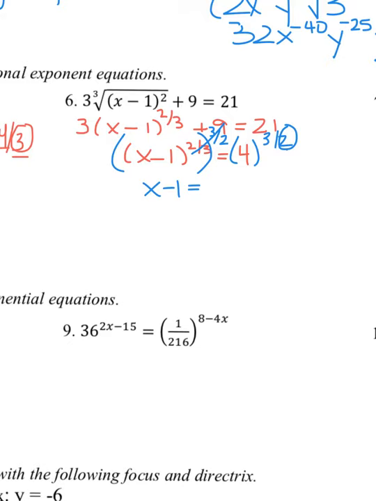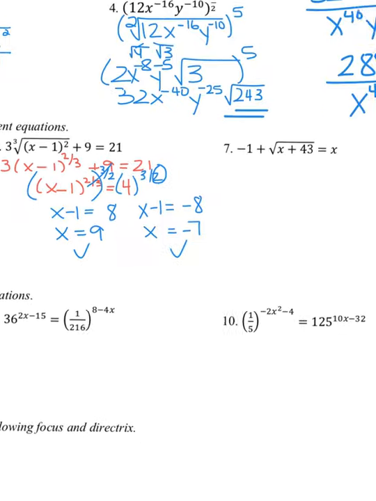So the square root of 4 is 2, and 2 to the 3rd gives me 8. On the other hand, the square root of 4 could also be -2, and -2 cubed is -8. So I solve these equations. This gives me x equals 9. This one gives me x equals -7. Plug them both back into your calculator. They do both, in fact, work out. You do have to check these.